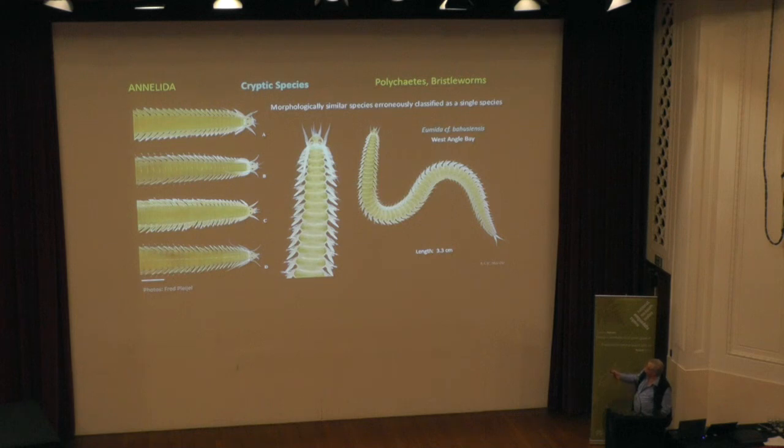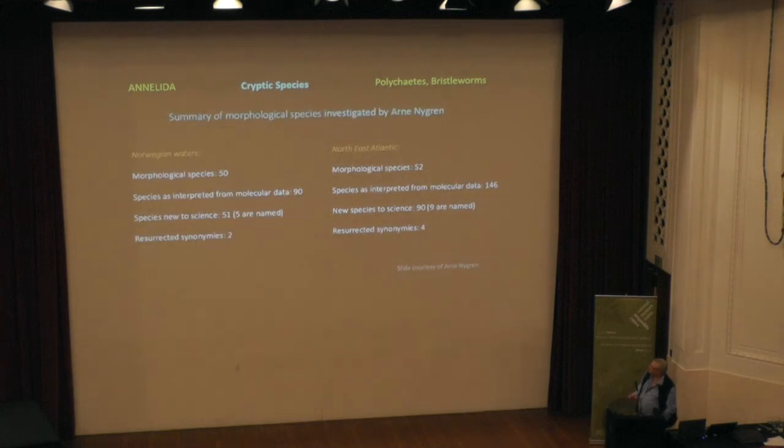So-called cryptic species, morphologically similar, erroneously classified as a single species. Now, they're erroneously classified basically because we're not looking close enough, or we're not looking at the right things. In some cases, it may be almost impossible to tell them apart, but often there are differences if you know to look for them.